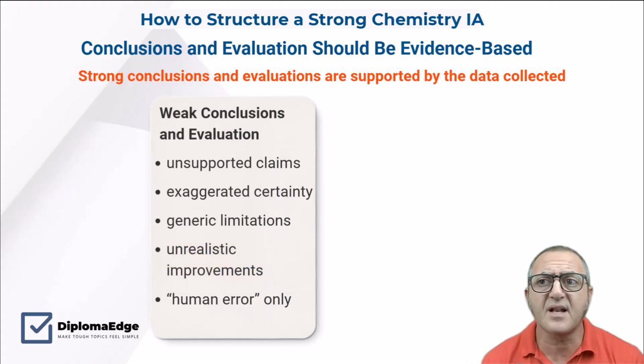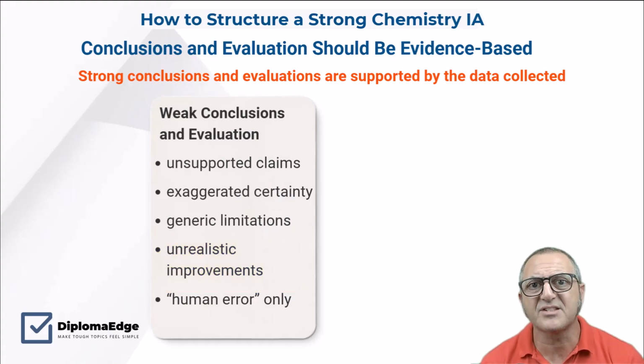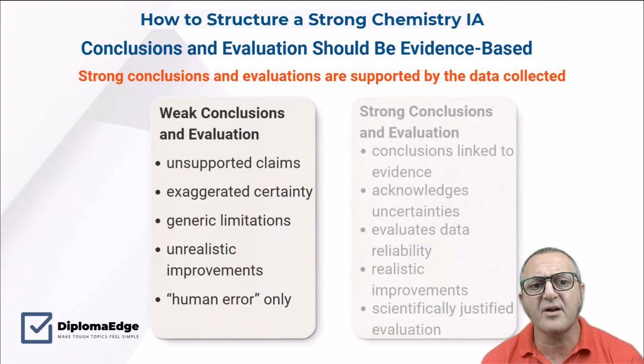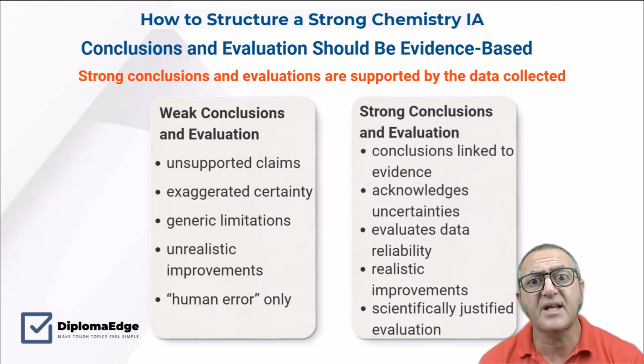So, for example, saying things like "human error", that's not specific enough. In a strong conclusion and evaluation, you will have the conclusion that answers specifically the research question based on the data that you have in the experiment. You have to acknowledge the uncertainties that you have because you're using apparatus that have a precision. You have to evaluate the reliability of the data that you're getting. And on top of identifying the limitations, you have to explain how your limitations affect the reliability of your data and suggest realistic improvements for these limitations.